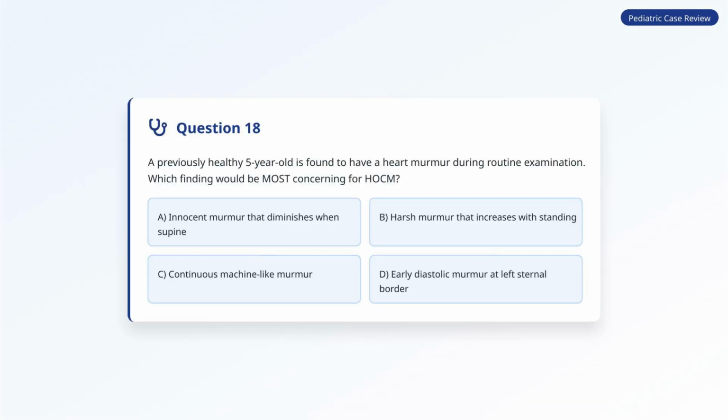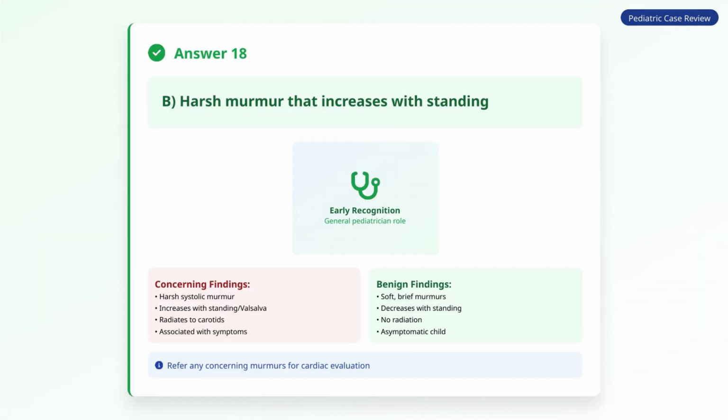A previously healthy 5-year-old is found to have a heart murmur during routine examination. Which finding would be most concerning for hypertrophic obstructive cardiomyopathy? A. Innocent murmur that diminishes when supine. B. Harsh murmur that increases with standing. C. Continuous machine-like murmur. Or D. Early diastolic murmur at left sternal border. The correct answer is B. Harsh murmur that increases with standing.